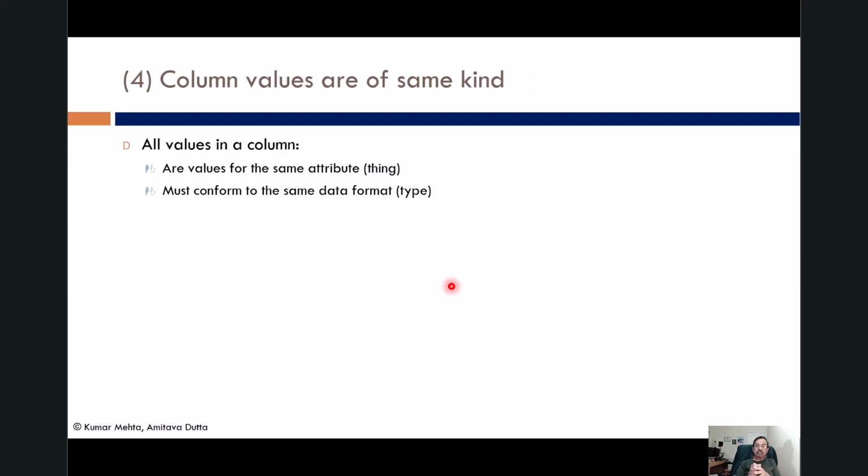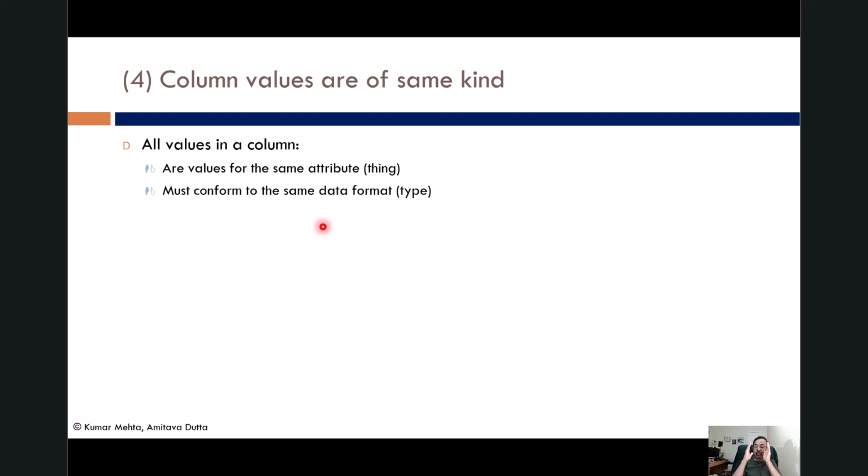The next condition that needs to hold for a table to be a relation is that column values are of the same kind. That is, all the values in the column are of the same kind. What does same kind mean? First of all, the format must be the same. Second, and I think this is the more important one, conceptually, all the values in the column should be representing the same kind of thing.